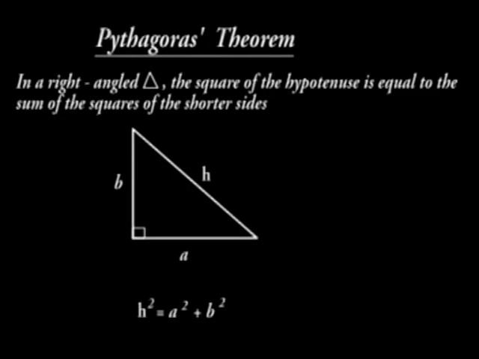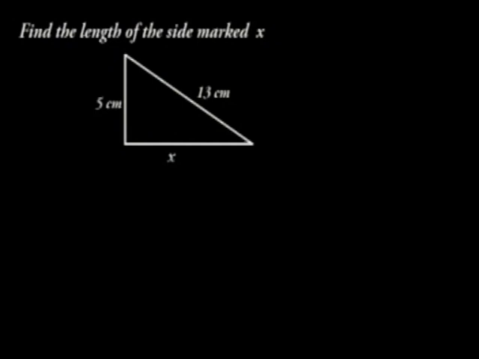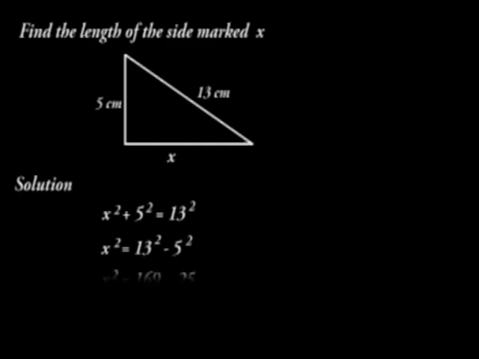This theorem is applied in finding the unknown sides of a right-angled triangle. For example, find the length of the side marked x in the triangle below. In our solution, x squared plus 5 squared is equal to 13 squared, and x squared is 144, x is 12 centimeters.